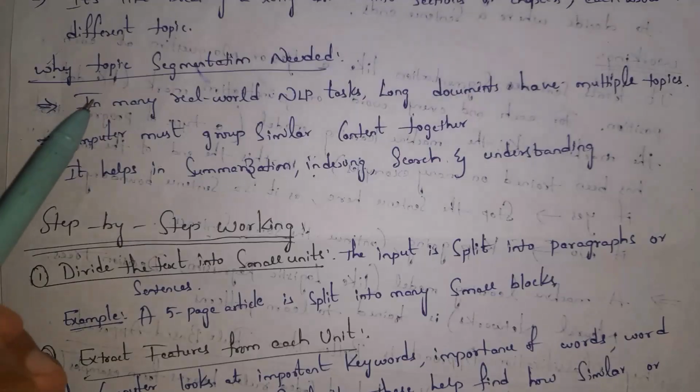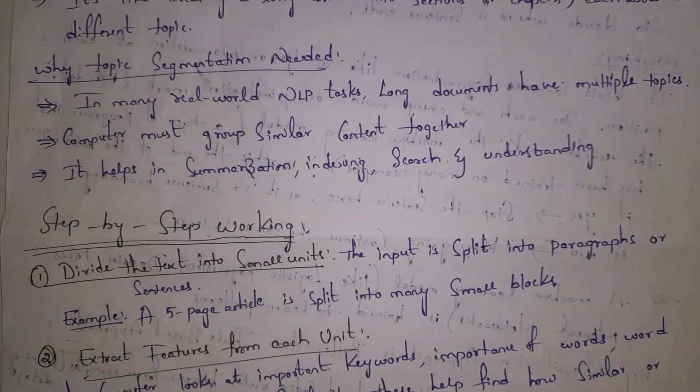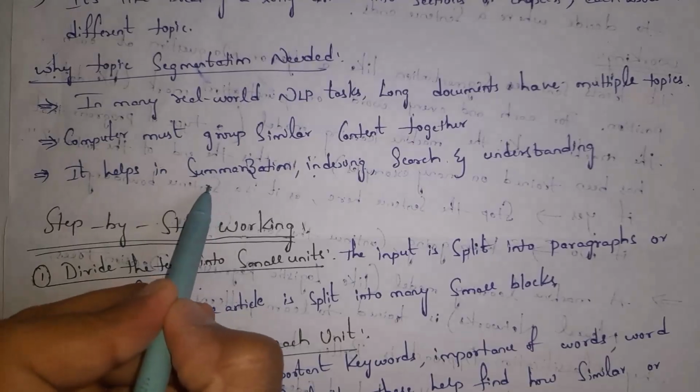These are the reasons why we need topic segmentation. This topic segmentation means separating topics in a given document. So in many real-world NLP tasks, long documents contain multiple topics. So whenever we give a long document to an NLP model, it must group similar contents together. If we break a long document into various sections, we can summarize information easily, we can do indexing, we can also search information easily in a long document, and we can also understand a long document easily. So these are the reasons why we need topic segmentation.